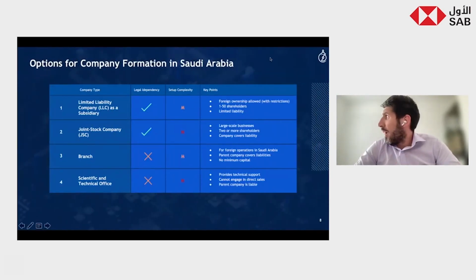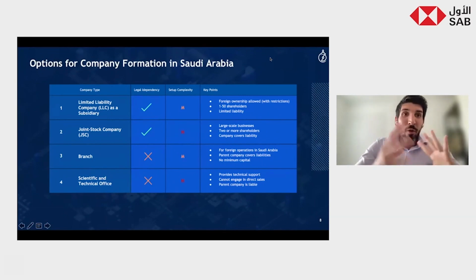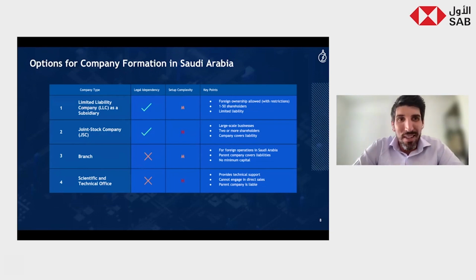So once you've seen that you're able to qualify and get that set up into KSA, these are the main types of options that you have when setting up your business. You can set up a limited liability company. This tends to be a very popular route. The main reason for this is the setup complexity isn't too high. The limited liability falls on your parent company.